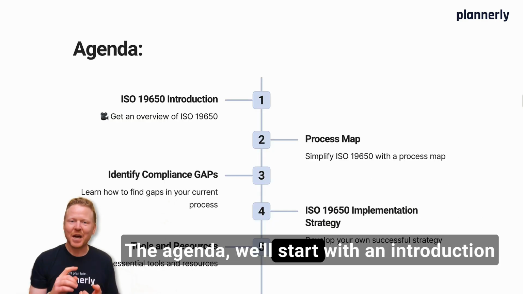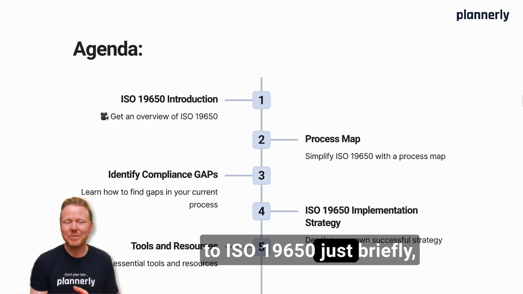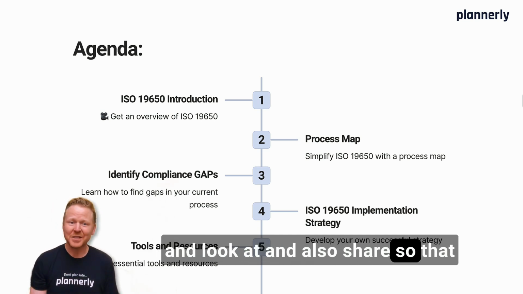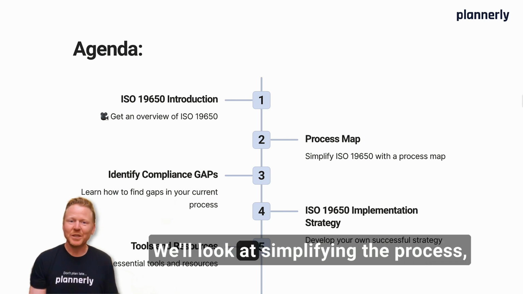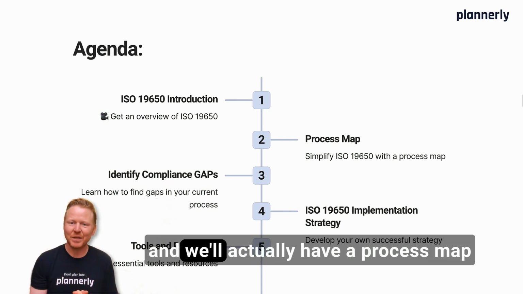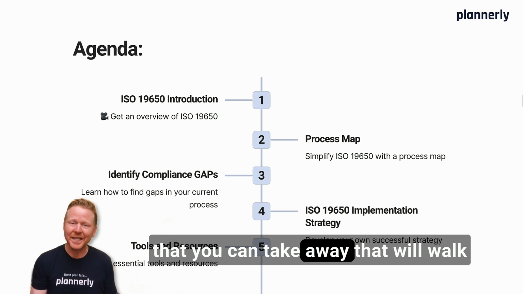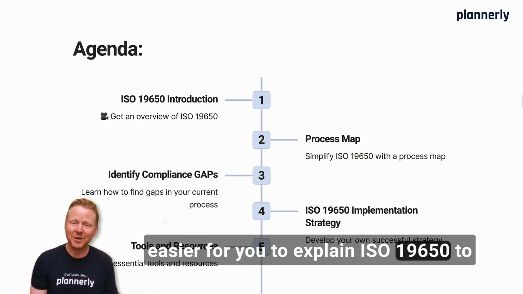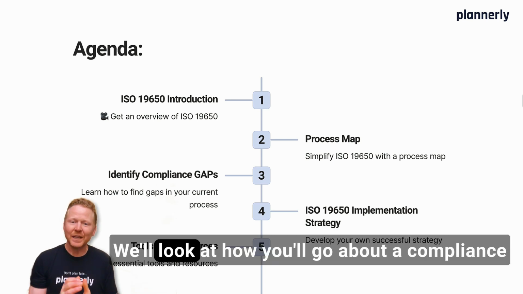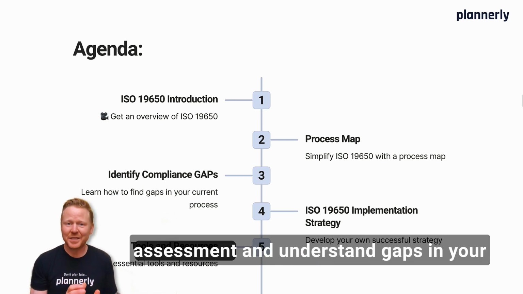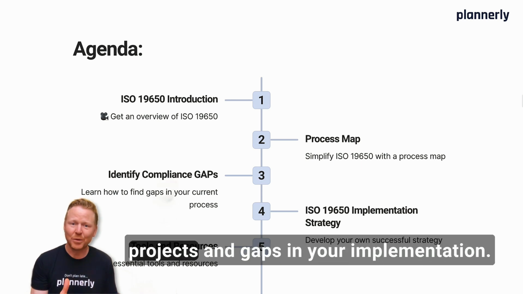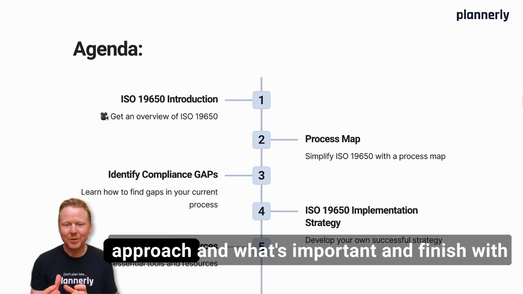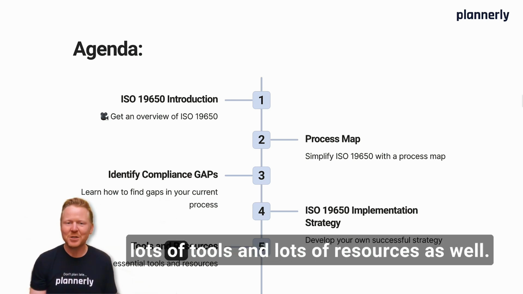The agenda: we'll start with an introduction to ISO 19650, just briefly, but there's a video resource that you can take and look at and also share so that other people can get up to speed. We'll look at simplifying the process, and we'll actually have a process map that you can take away that will walk you through the steps and make it much easier for you to explain ISO 19650 to others. We'll look at how you'll go about a compliance assessment and understand gaps in your projects and gaps in your implementation. And then we'll talk about the strategic approach and what's important, and finish with lots of tools and lots of resources as well.